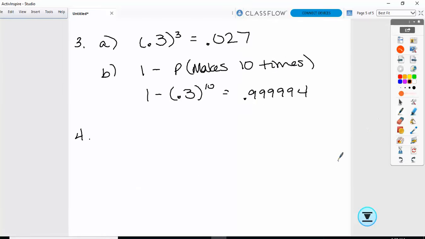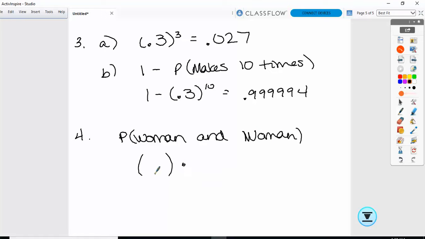All right. Number 4. A committee of 4 women and 3 men will select 2 people to attend a conference. What is the probability that 2 women are selected? So we want the probability the first is a woman and the second. And means what? Okay, so we know we're going to be multiplying.